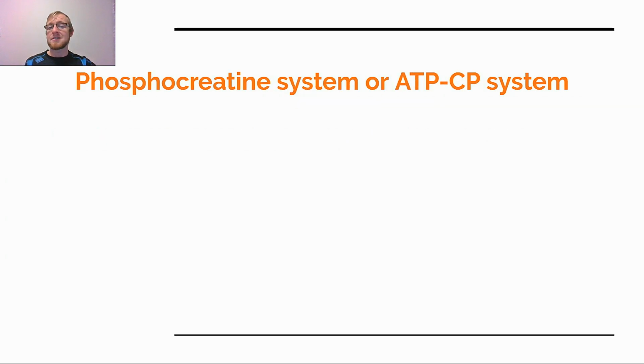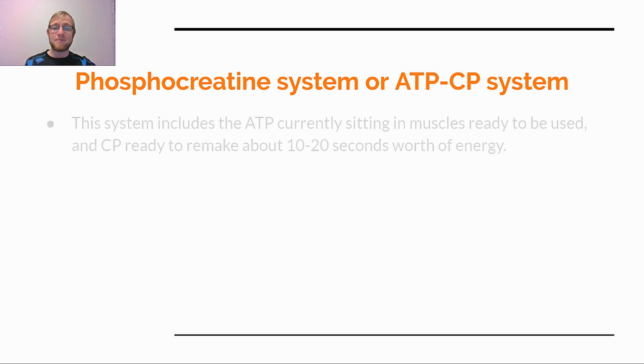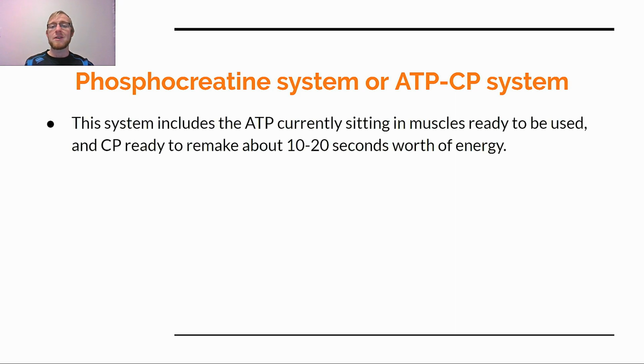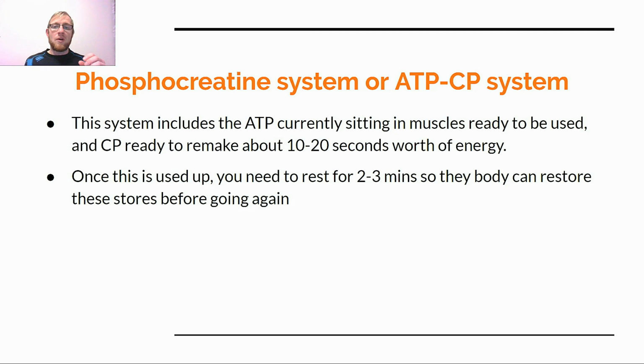Lastly, the phosphocreatine system, or the ATP-CP system. This system includes all the ATP that is currently sitting in the muscles ready to be used, and creatine phosphate, or CP, which is sitting there ready to remake that ATP very, very quickly for about the first 10 to 20 seconds of exercise. Once it's used up, that's it, all gone for the time being. Your body needs to take a good 2 or 3 minutes to rest to recreate these stores of ATP and CP before it can go again using this system.